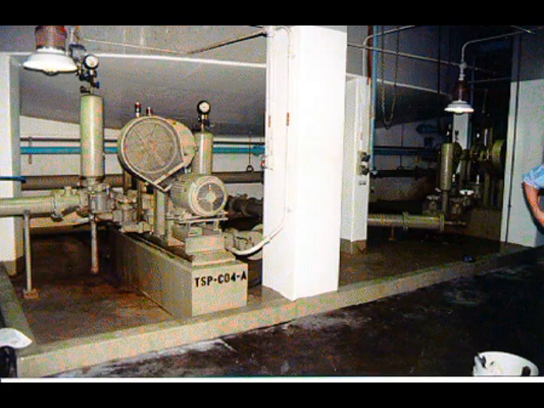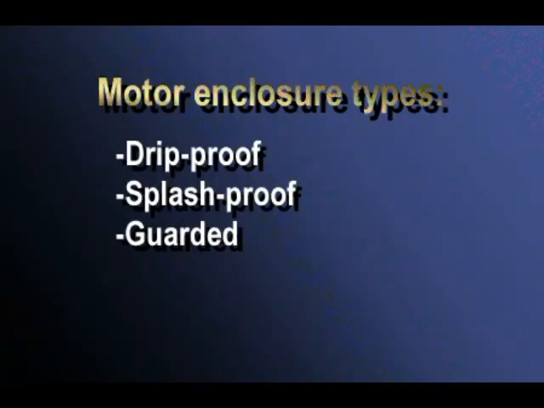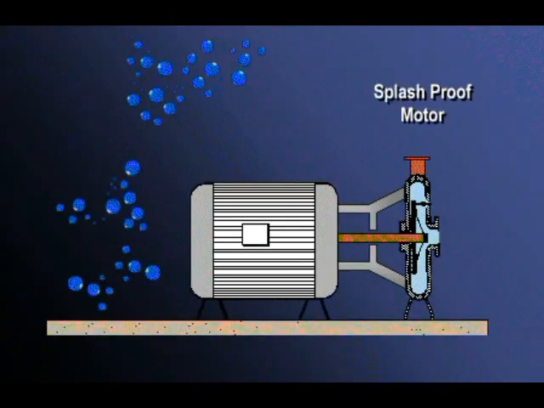There are a number of locations within the treatment plant that will require special motor enclosures. For example, motors will require special enclosures where they need protection from water or humidity or from explosive gases. The motor enclosure may be referred to as drip-proof, splash-proof, guarded, and so on. The name given to a motor enclosure refers to the kind of protection provided. The drip-proof motor is protected from water drops from above the motor. The splash-proof motor is protected from water drops from the sides as well as from above.